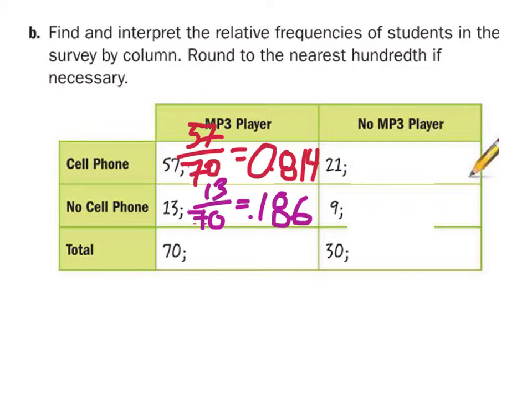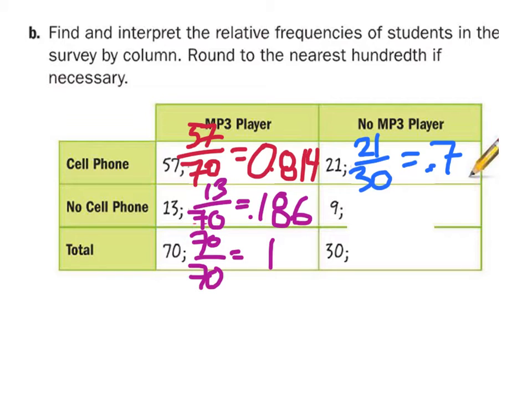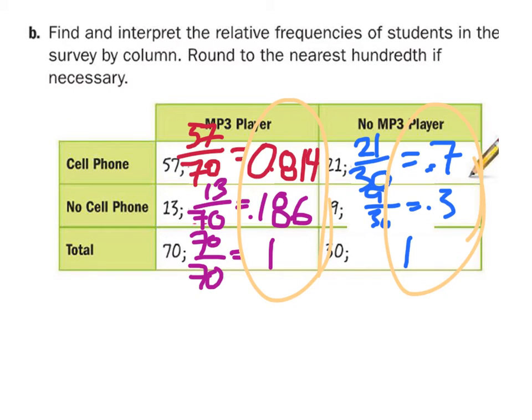Now, the total is the total out of the total. So this would be 70 out of 70, which would be 100%. 1, okay? Because we're just adding these two to get this one. And then finally, we got 21 out of 30, which is 7 tenths. Yeah, 0.7, very good. And so 9 out of 30 is 0.3. What's 0.7 plus 0.3? 1. So this is our relative frequencies right in here. And you got these three and these three. Done.